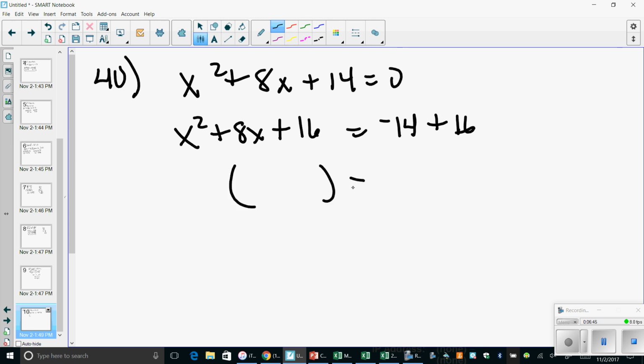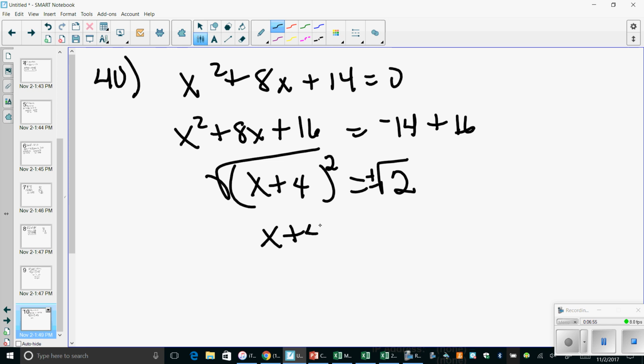So now I've made this into a perfect square. It is x plus 4 squared, and this side is 2. Square root both sides. On this side I just get x plus 4. On this side I get plus and minus the square root of 2, which can't be simplified. 2 is a prime number. Alright, take the plus 4 to the other side, so it'd be negative 4 plus and minus the square root of 2, and that would be my answer.